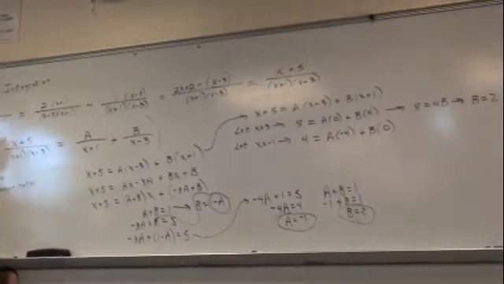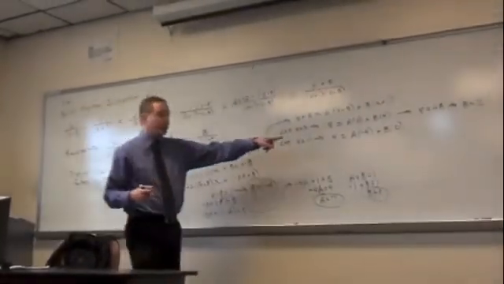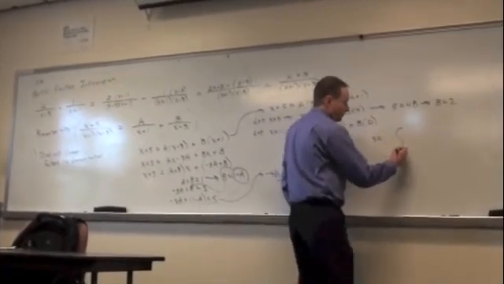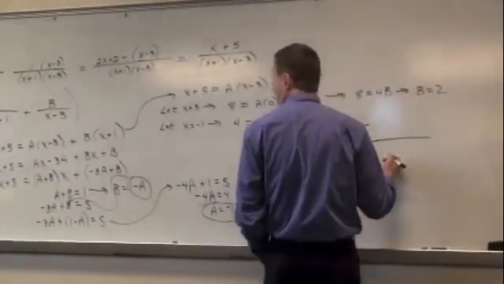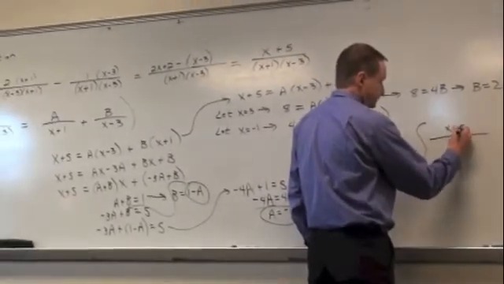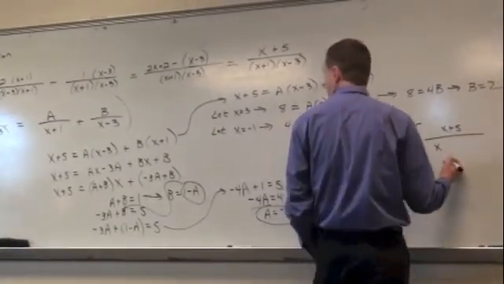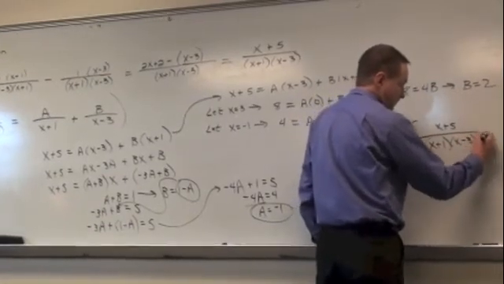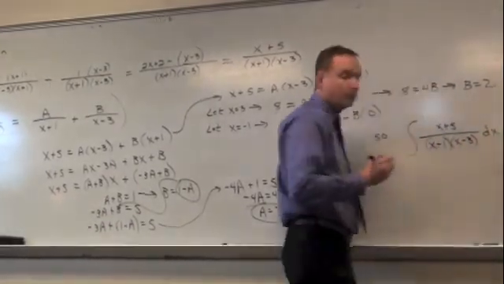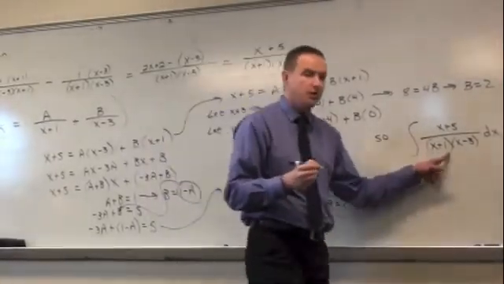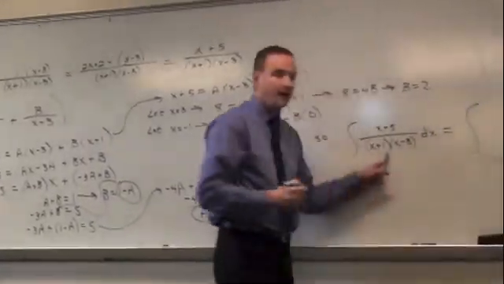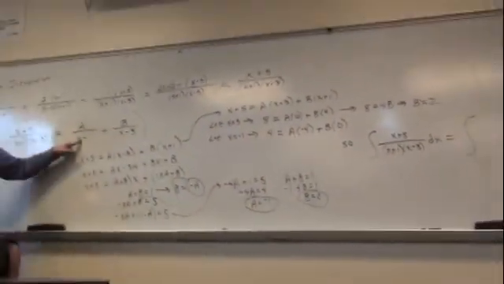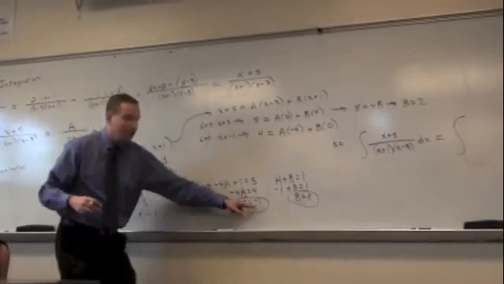So then I would be able to rewrite this problem. The purpose of doing all of this is so I could say the integral of x plus 5 over x plus 1 times x minus 3, with respect to x, is equal to, we've just shown that this group inside is equal to the fraction a over x plus 1, where a is negative 1.